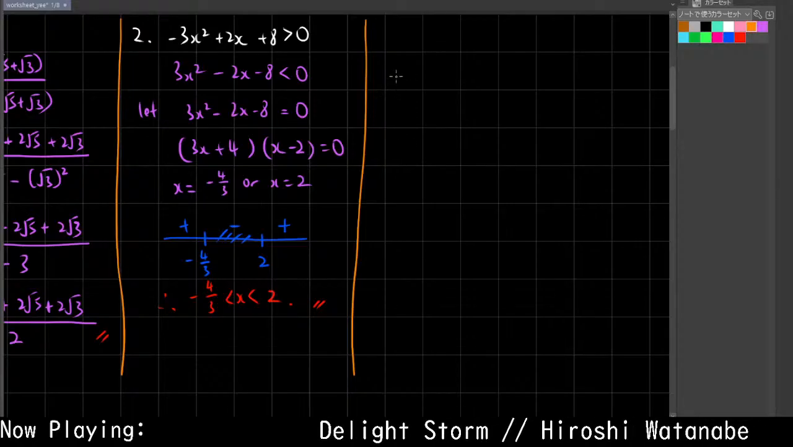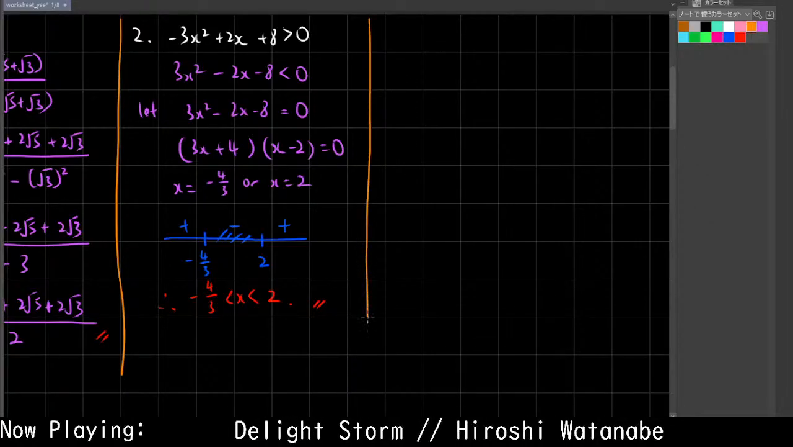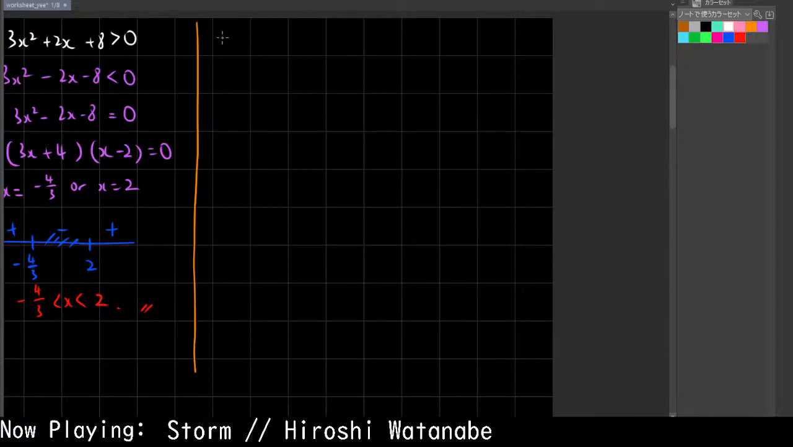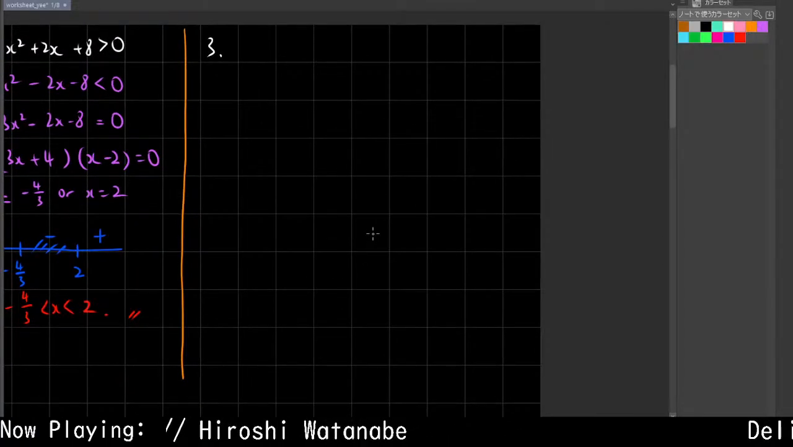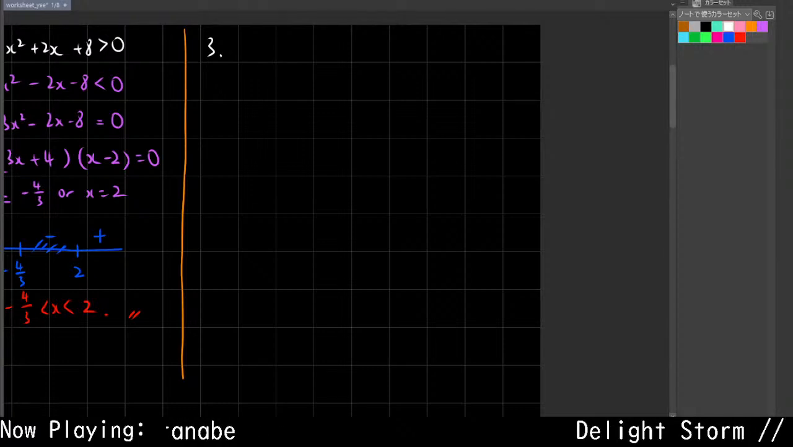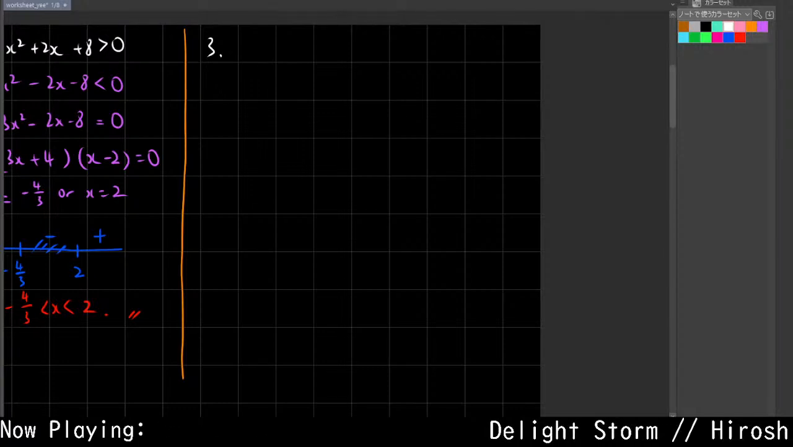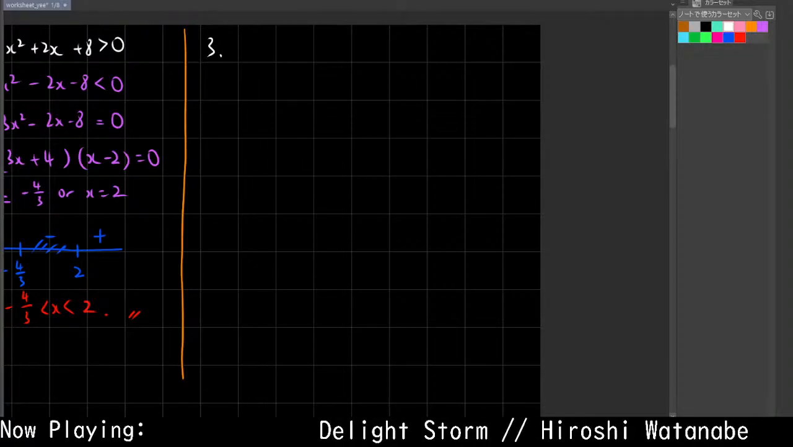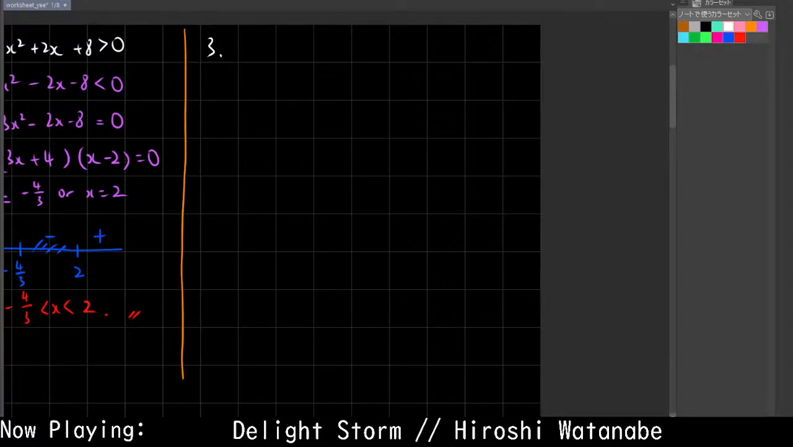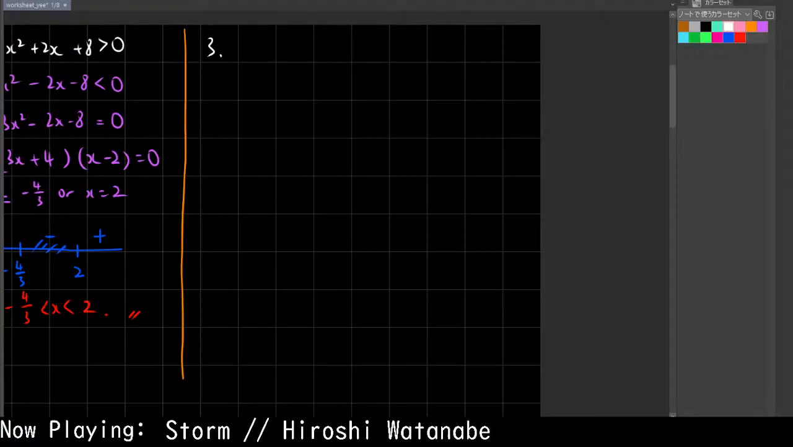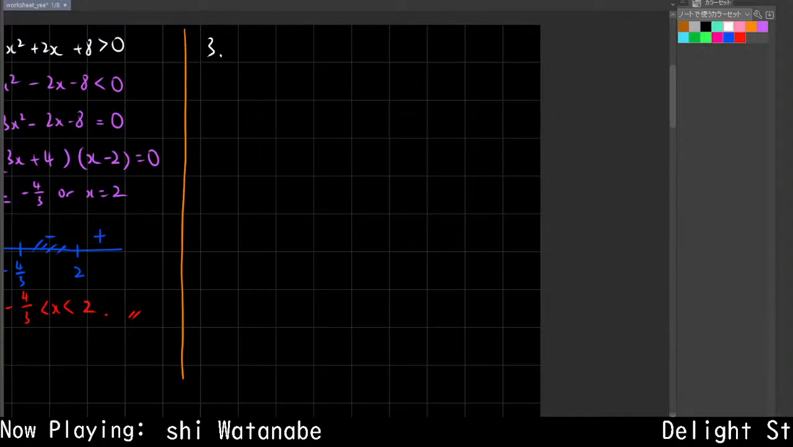Next. Simplify the following expression. Okay? Yeah. Then which will you use then? Why count?